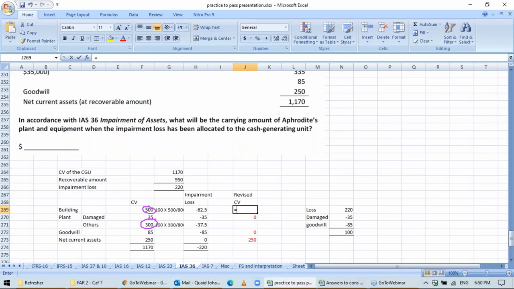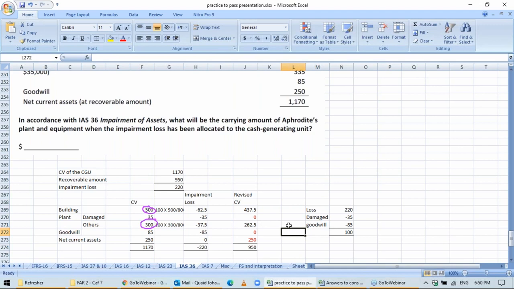And now 500 minus 62.5 loss, the building comes to 437.5, and the other plant is reduced from 300 to 262.5. And now see the column's total. It will be 950. So they have reduced to 950.